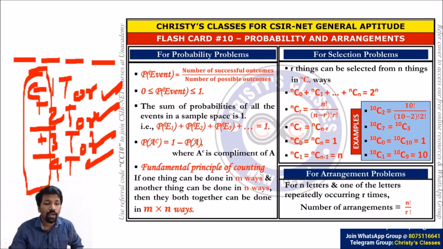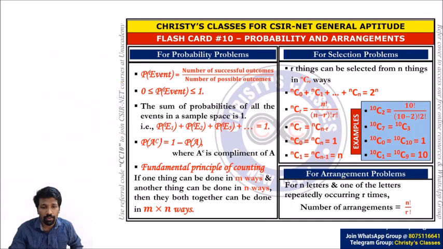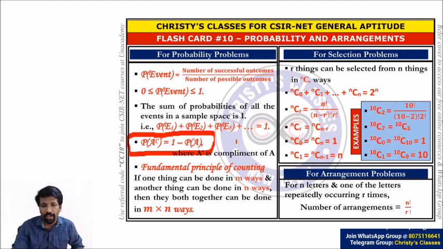That is where the complement concept will help you out. Probability of A complement is equal to 1 minus probability of A. That means the probability of an event not happening will be 1 minus the probability of the event happening. So, probability of A complement, I will explain now.